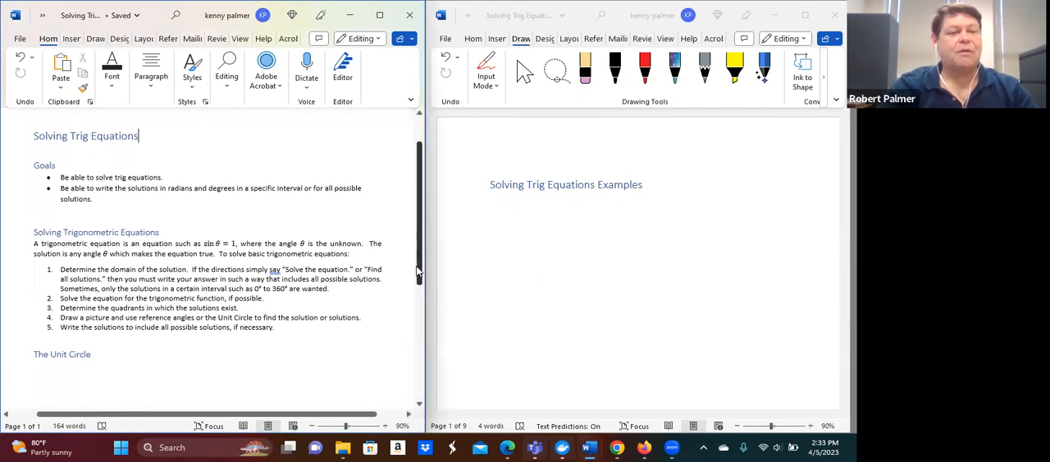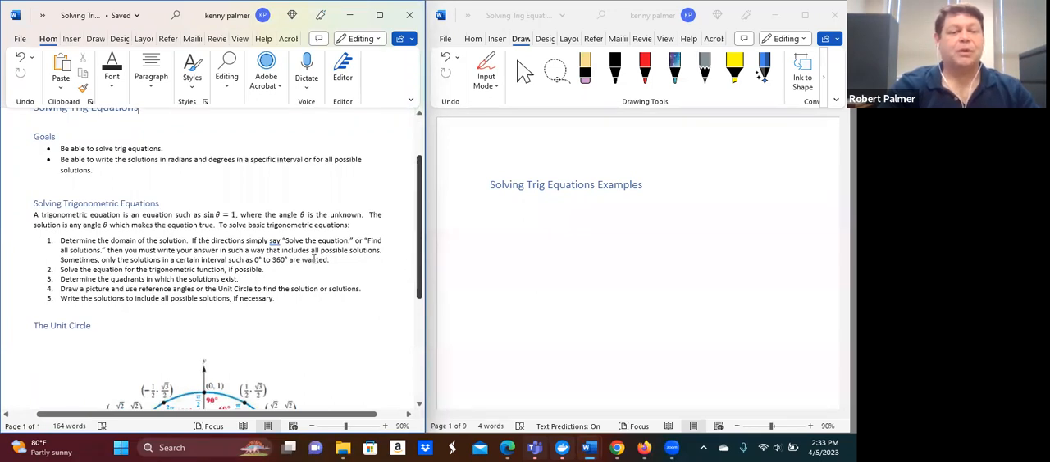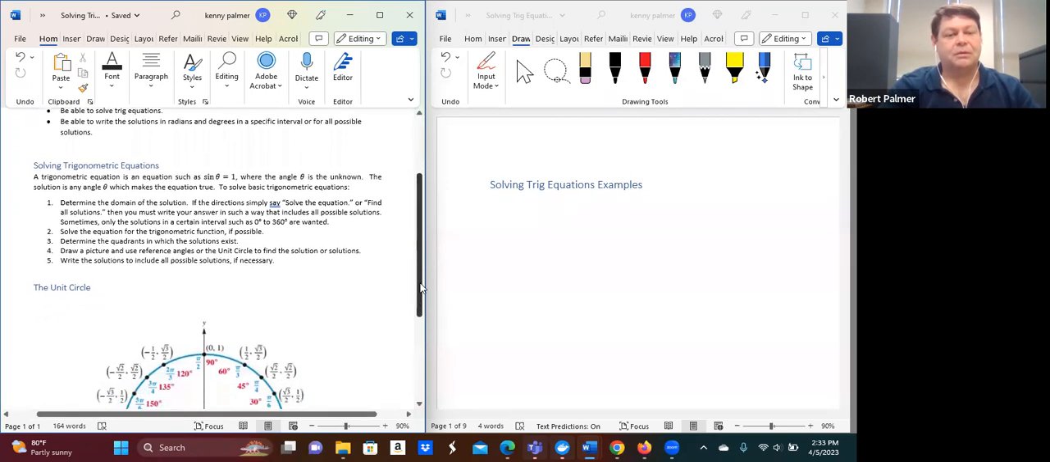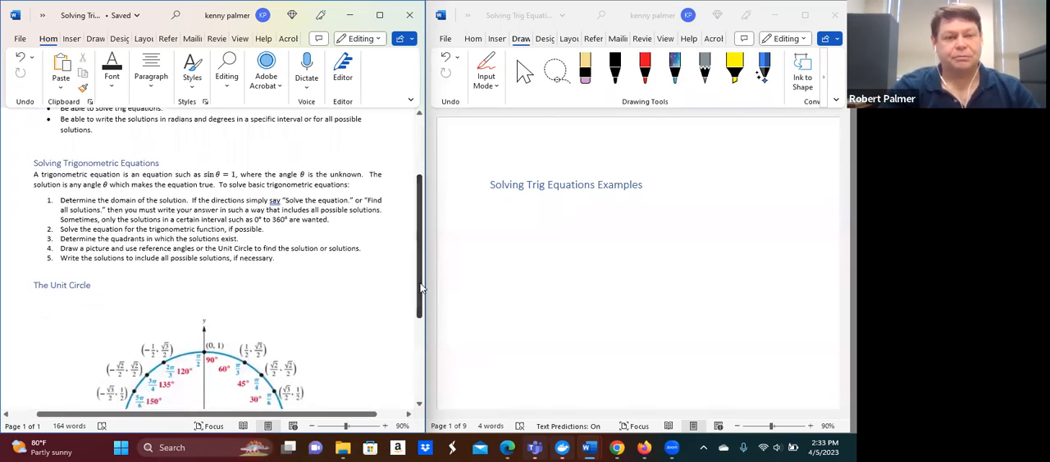So our directions: how to solve a trig equation. What makes it a trig equation is if your unknown variable, in this case theta, for example, is inside a trig function. That's what makes it a trig equation, where this angle is unknown. All right. So the solution, of course, is any angle that makes this true, wherever that angle is, in whatever quadrant, or if it's a coterminal angle. There could possibly be an infinite number of solutions depending on how the solution is being answered.